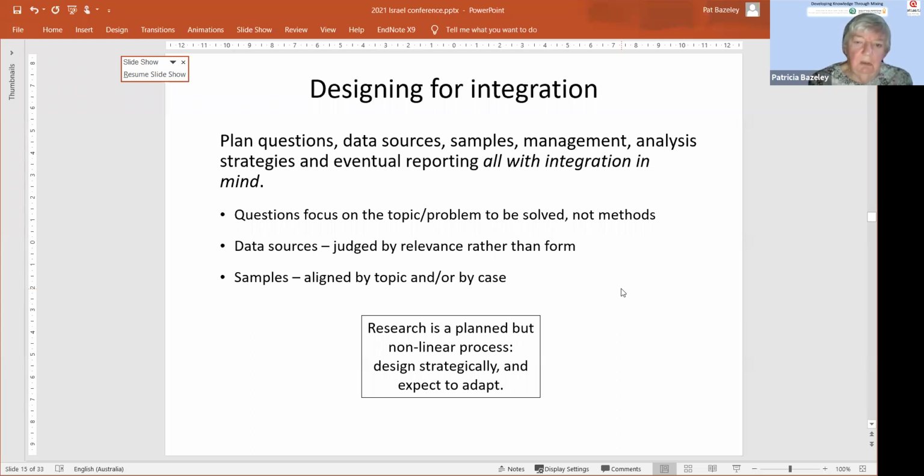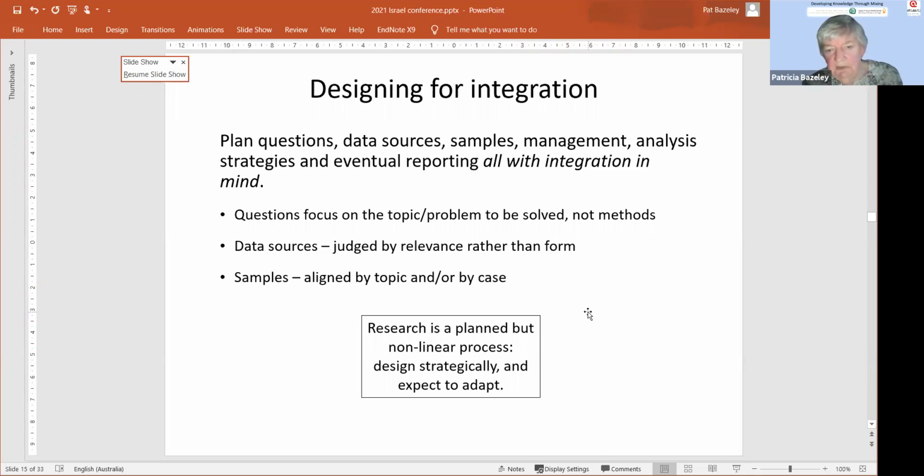Samples may also be connected by case, so that you will have different kinds of data linked by the case. In other words, the unit of analysis that you're using, typically a person, but it might be an organisation or a site or something. And you'll have different kinds of data about each of the cases in your study, but they'll be linked through that case.